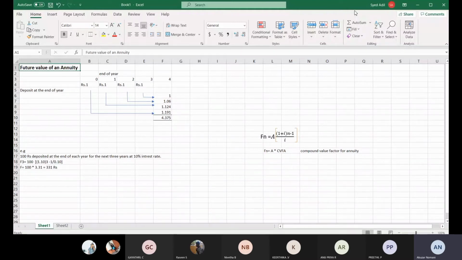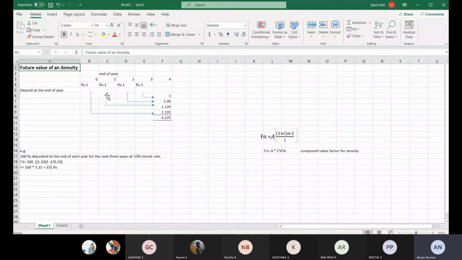This implies that 1 rupee deposited at the end of the first year will grow for the next 3 years: 1, 2, 3. So the first amount you deposited will earn interest 3 times. First year you will receive interest of 6%, second year 6%, and the third year 6%. Now, the 1 rupee that you deposit at the end of the second year will earn interest for the next 2 continuous years at 6%.